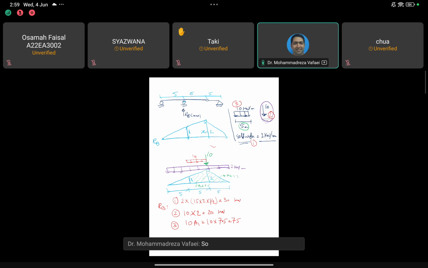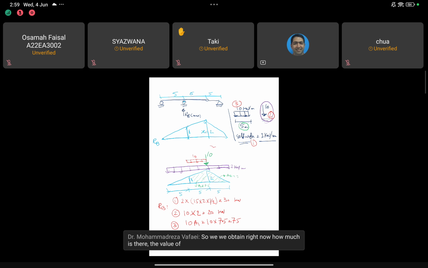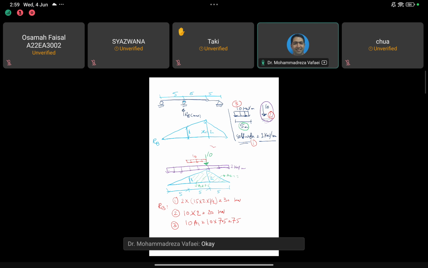So we obtain right now the value of RB max. Okay. Any question?